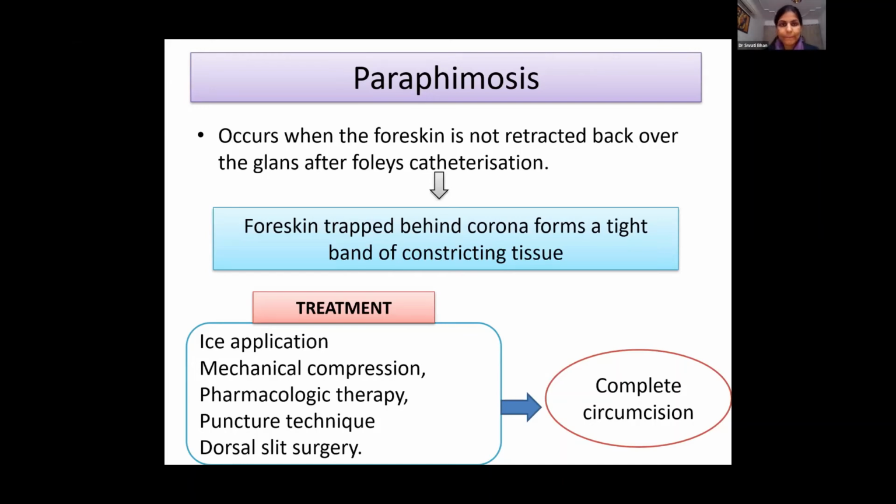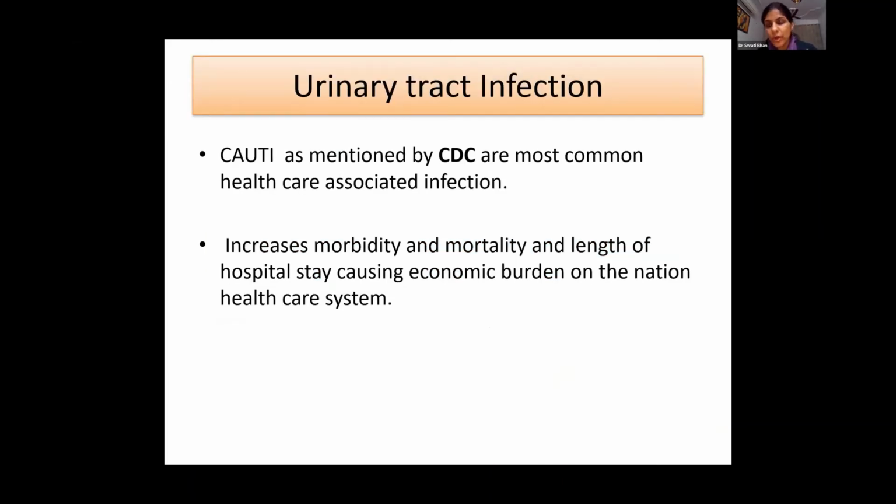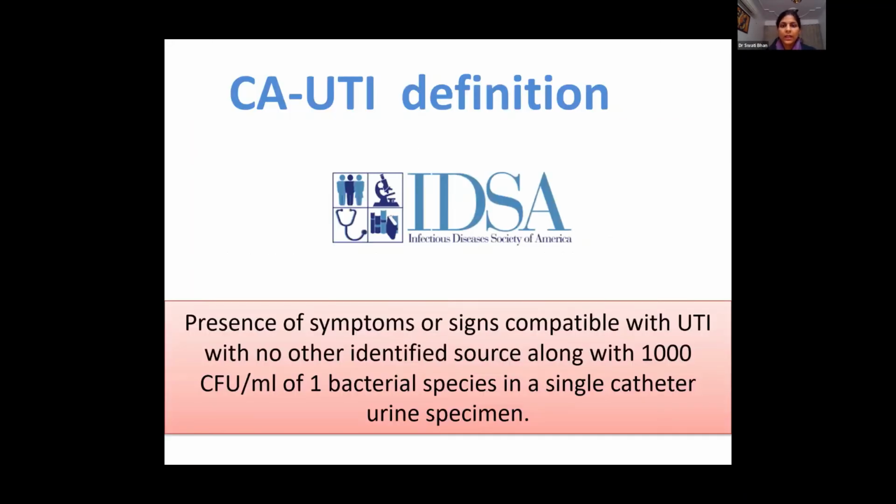then a dorsal slit surgery in extreme cases. Coming over to the most common complications which we see with the use of Foley's catheter are urinary tract infections. They are the most common healthcare-associated infection, and they increase the morbidity, mortality, and length of hospital stay, which can cause economic burden on the national healthcare system. Now, the IDSA has proposed a catheter-associated urinary tract infection definition, which is presence of symptoms or signs compatible with UTI with no other identified source, along with 1,000 colony-forming units per ml of one bacterial species in a single catheter urine specimen.